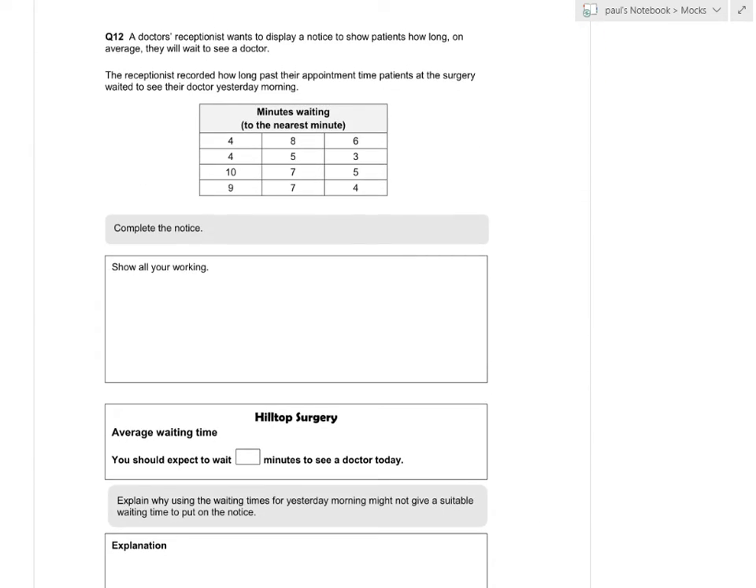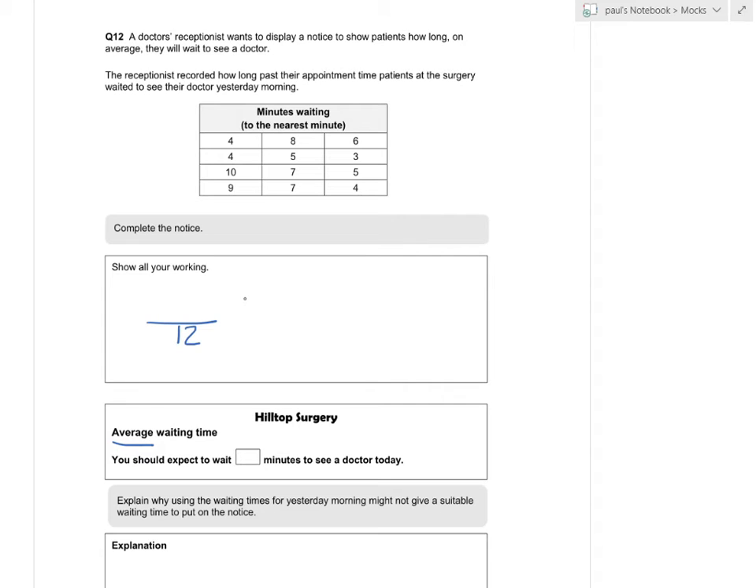Right, a doctor's receptionist wants to display a notice to show how long the patients wait. So we've got to work out the average waiting time. Show your working. So we're going to add them all up and divide by 12. So a lot of button pressing here.